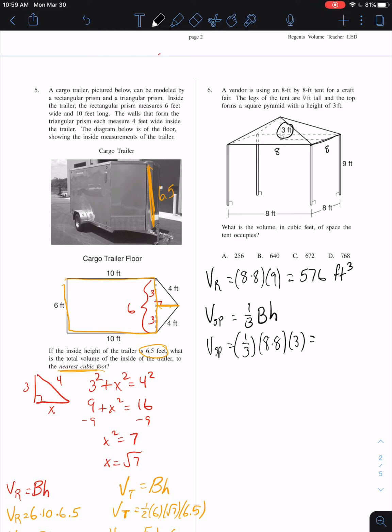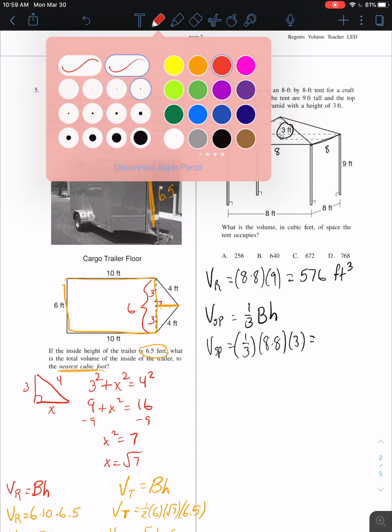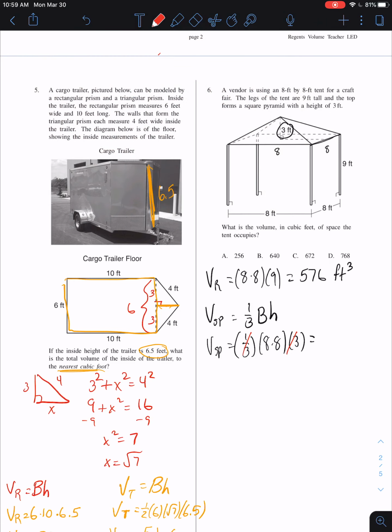So we'll plug that into our calculator. Okay, we'll do 1/3 times 64 times 3. And what's really nice here, again, maybe you realize it, maybe you don't, either way, the calculator will tell you, but that 1/3 and that 3 are going to cancel out with each other. So you're just going to get 64 cubic feet. Now they want the volume of the entire space the tent occupies, so you'll be doing 576 plus 64, and you're going to get 640 cubic feet, and that is choice B.